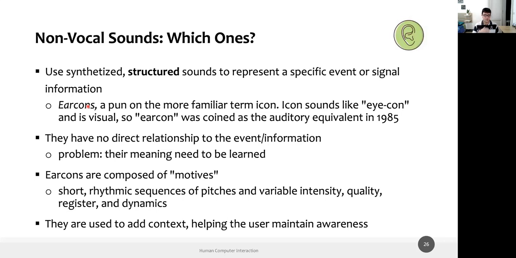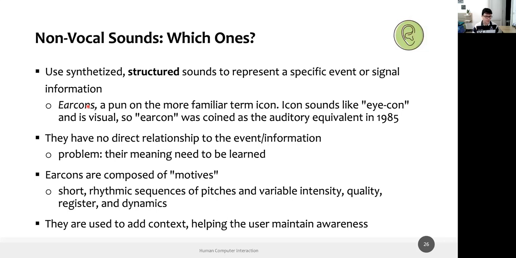And earcons are composed of motives. They are typically short, rhythmic sequences of pitches of different intensity, quality, and dynamics. And they are mostly used to add context to what happens. Similar to auditory icons in this, but the main difference is that they are synthesized and structured sounds.